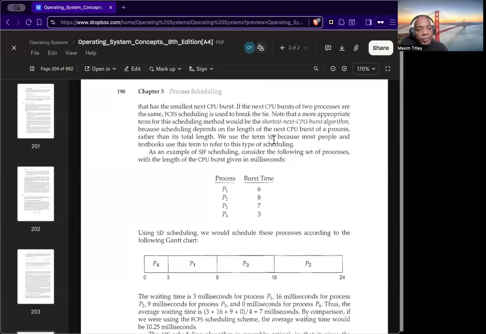Right? So in this case, however, we're going to consider this as if it's just one entry and one exit, right? So here we have process 1, 2, 3, and 4. You'll notice that we have burst times of 6, 8, 7, and 3. Well, if it's shortest job first, we're going to go with number 4 first. Then we're going to go with number 1, and then 3, and then 2.